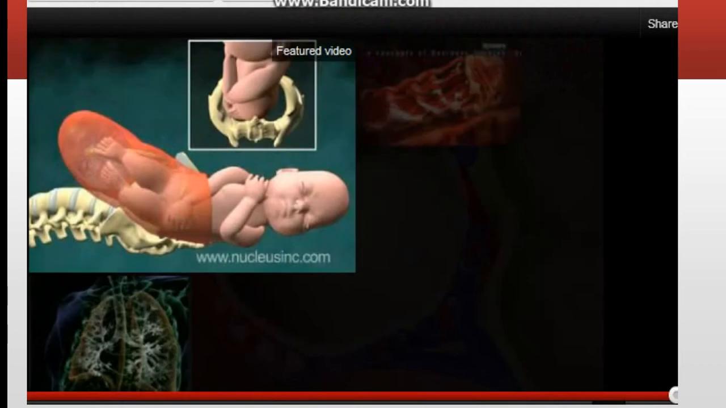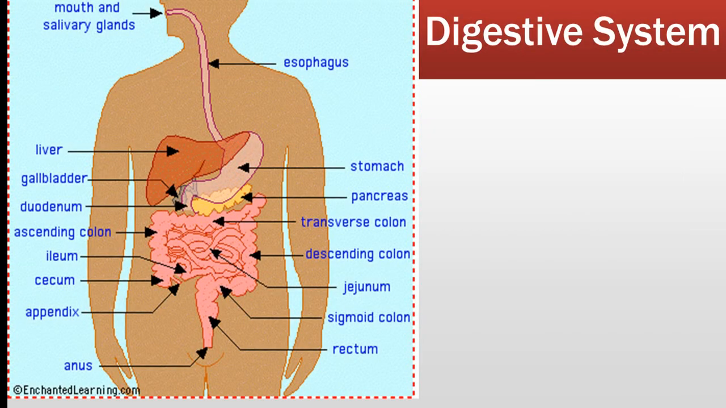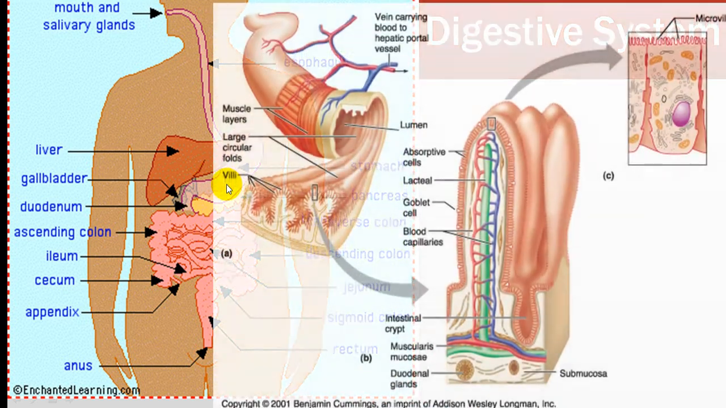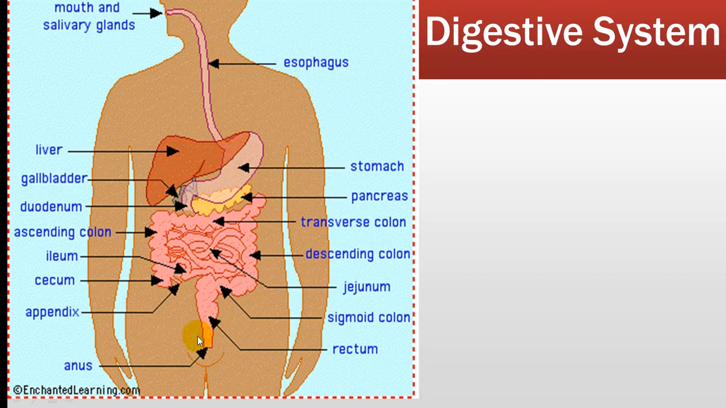All right, and that turns out to be the most difficult part of A&P. All right, so next we're going to be looking at our digestive system. It starts at the mouth, goes down through the esophagus into the stomach, small intestine, and large intestine. That's called the GI tract, the gastrointestinal tract.